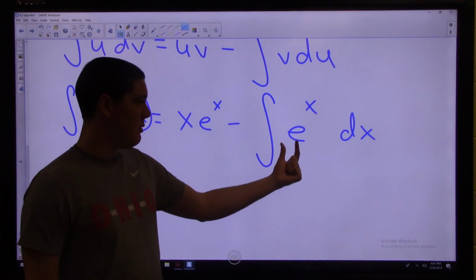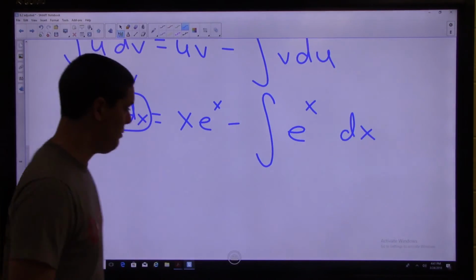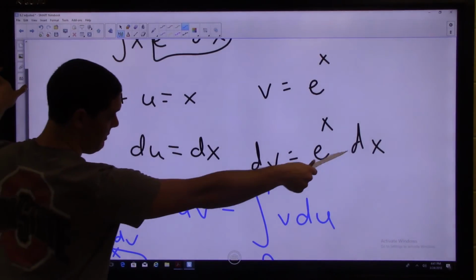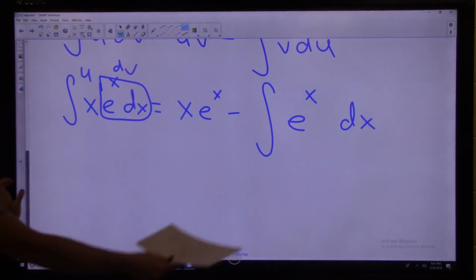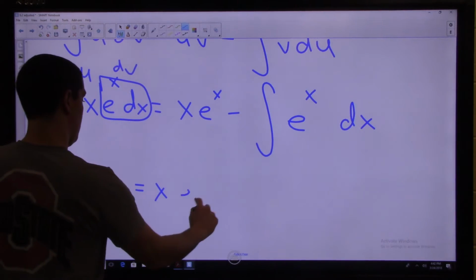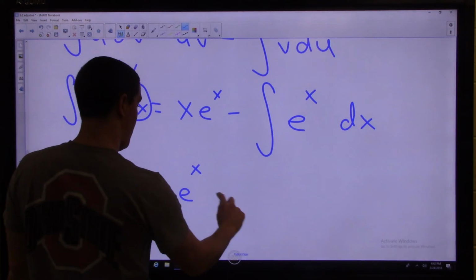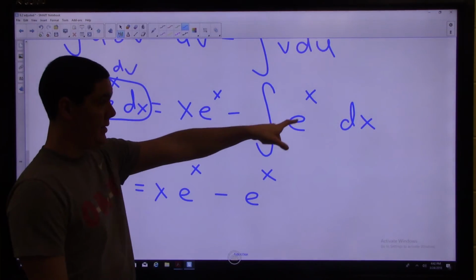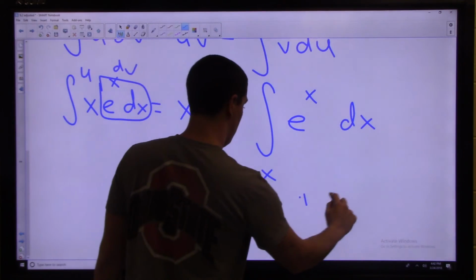We got to figure out what the integral is of e to the x dx. Well, that's pretty easy. We've already done it, really, haven't we? Taking the antiderivative of e to the x is just e to the x. But in this case, we're going to put a plus c. So this is going to be x e to the x minus e to the x. The integral of e to the x is e to the x, and then we got plus c. That's our answer.